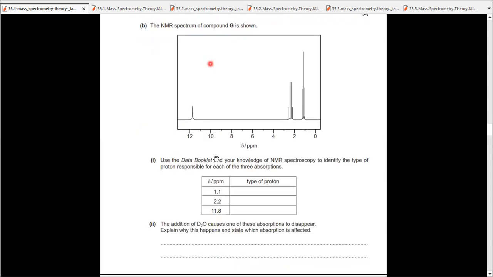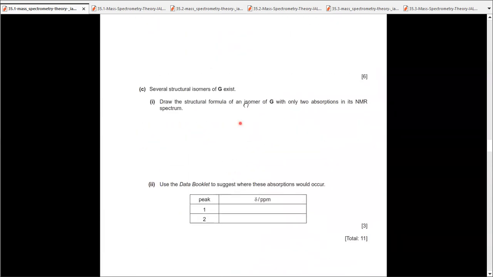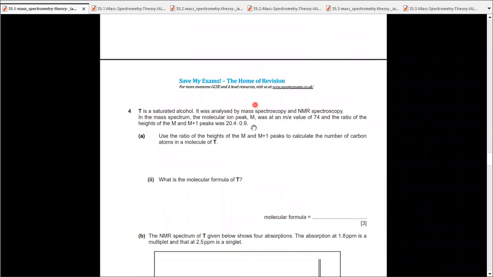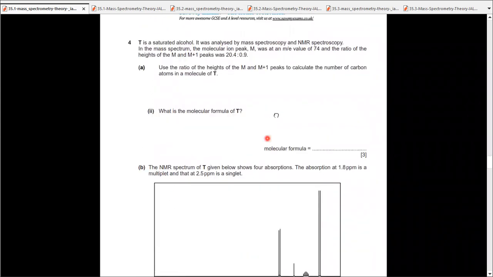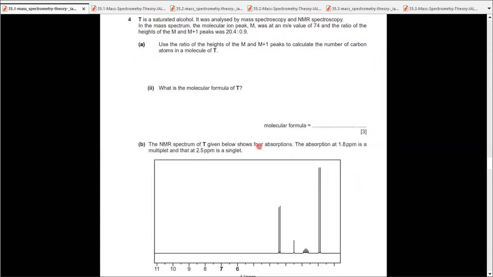Okay. Moving on, let's skip the NMR parts, all of them. Next. Question number 4. Part A. T is a saturated alcohol. It was analyzed by mass spectroscopy and NMR spectroscopy. In the mass spectrum, the molecular ion peak M was at an m/e value of 74, and the ratio of the heights of the M and M+1 peak was 20.4 and 0.9. Use the ratio of the heights of the M and M+1 peaks to calculate the number of carbon atoms in a molecule of T.